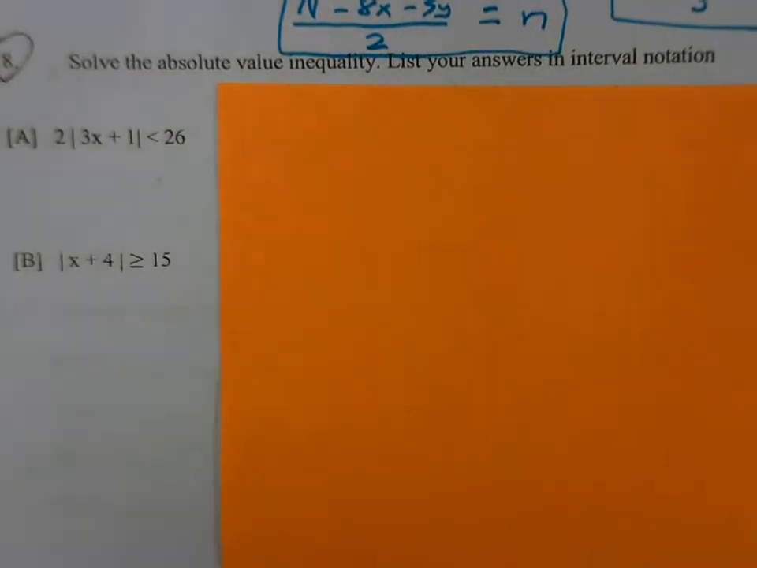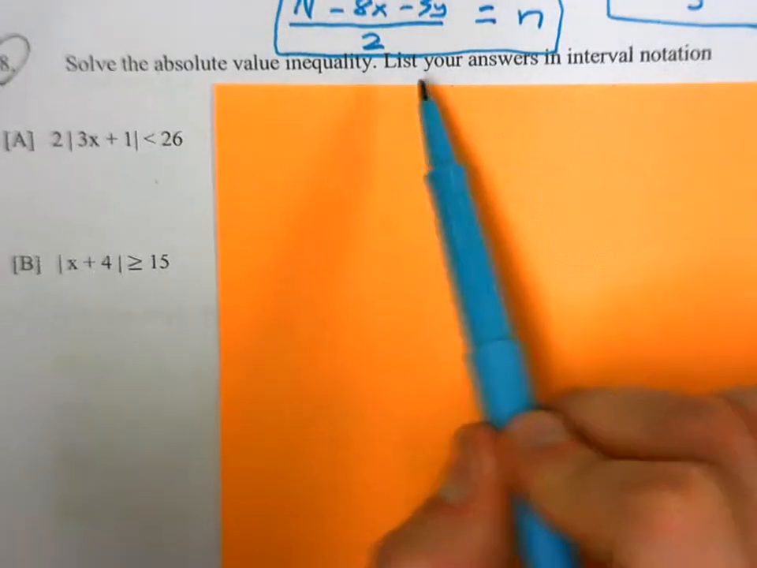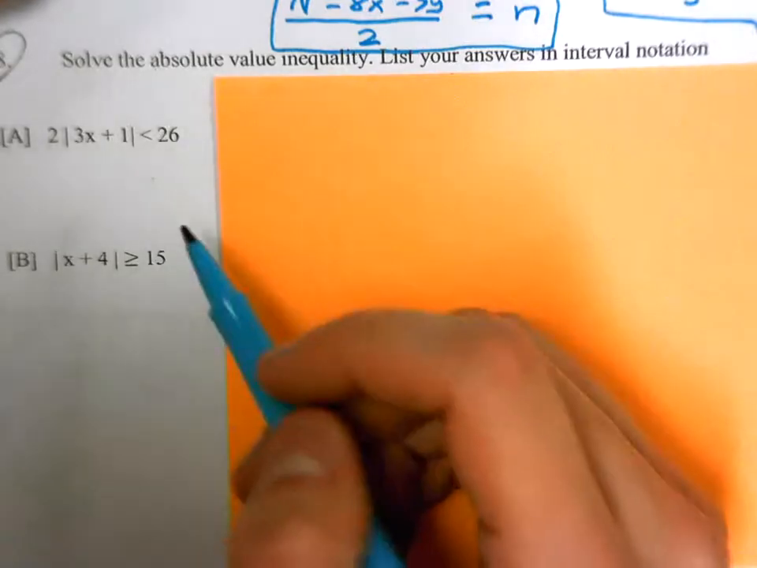All right, we're looking at number 8 on the final exam packet. Solve the absolute value inequality. List your answers in interval notation. So let's look at A.